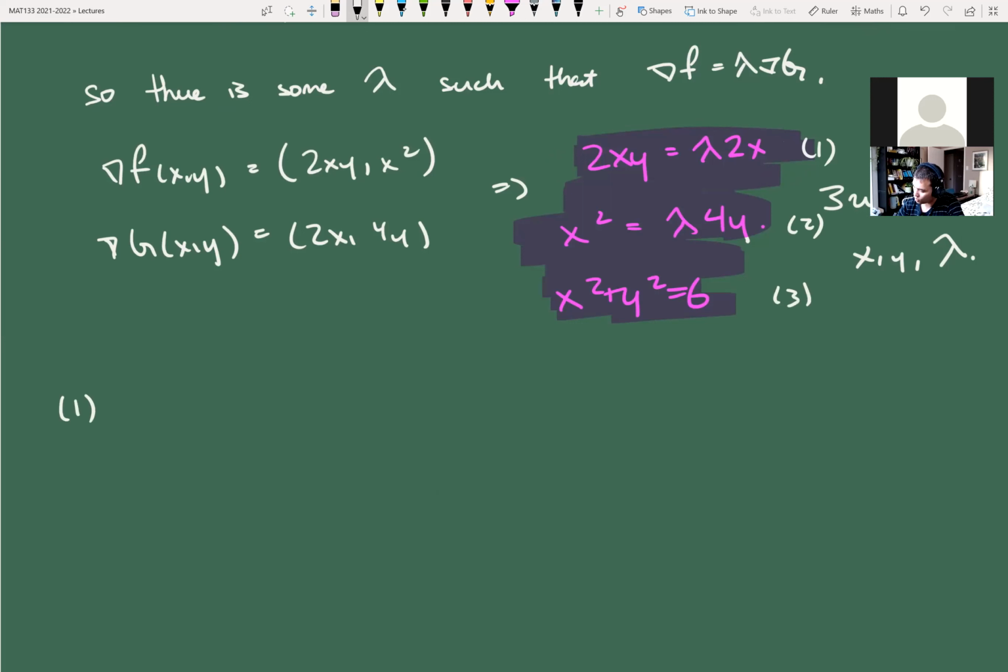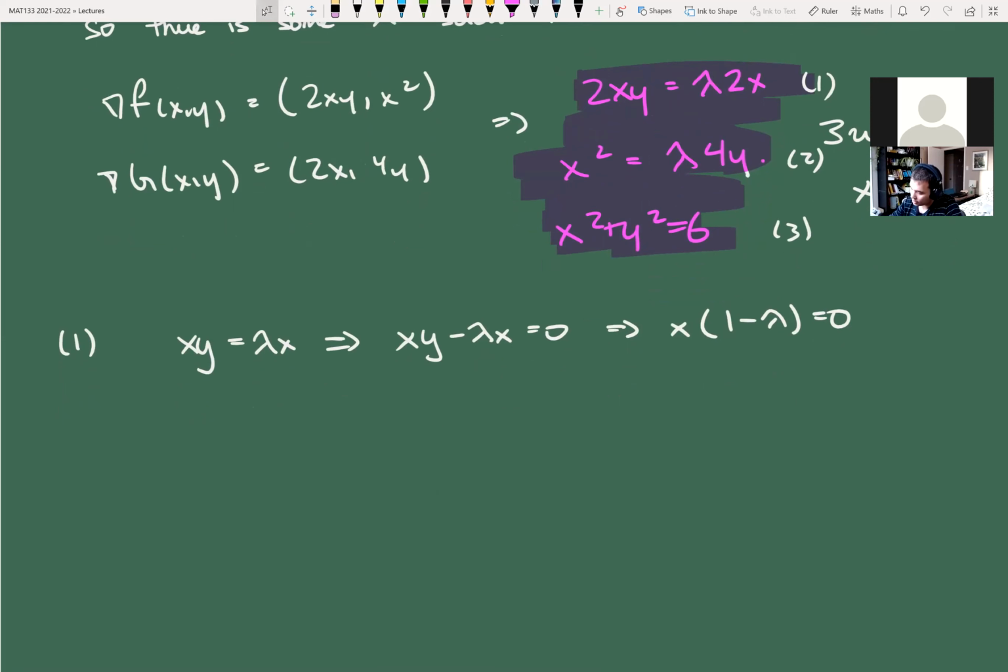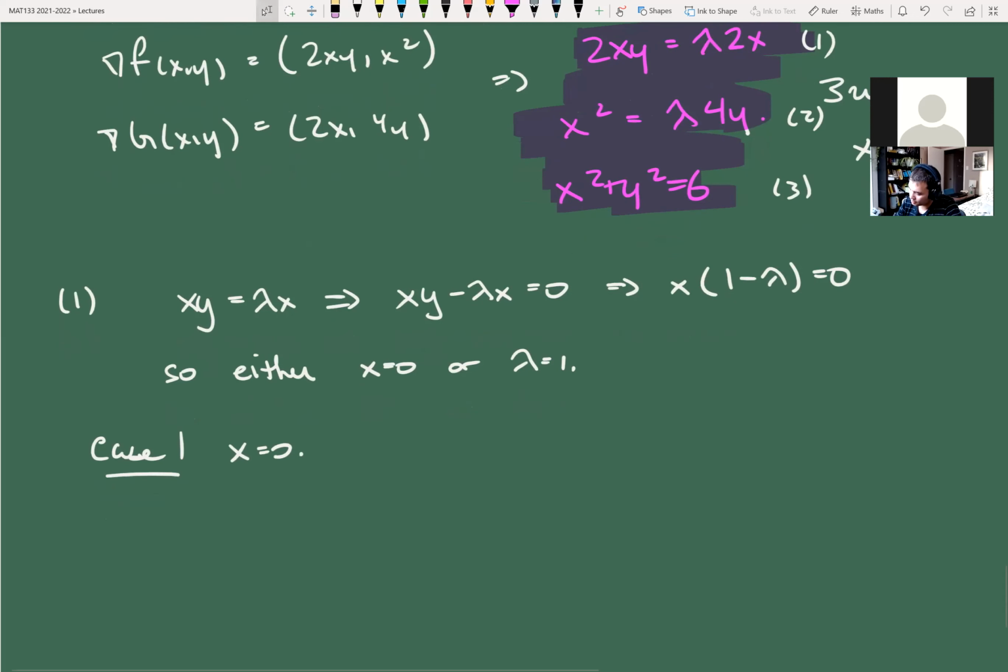If I look at equation 1 and divide both sides by 2, I get xy is equal to lambda x, or xy minus lambda x is equal to 0, or x times 1 minus lambda is equal to 0. The only way that's equal to 0 is if either x is equal to 0 or lambda is equal to 1. So we break this into cases. Case 1, x is equal to 0.